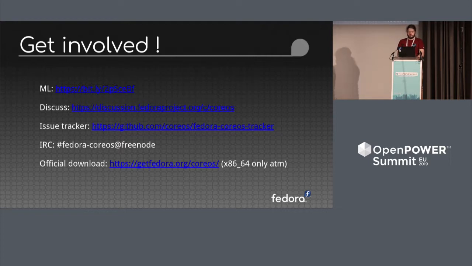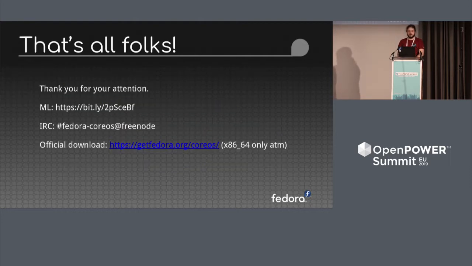And yeah, thank you very much for your attention. Here you can see there's a mailing list upstream. We have Discuss. There's an issue tracker for all the stuff going around Fedora CoreOS. There is an IRC channel on Freenode, and there is the official download location for Fedora CoreOS. Unfortunately, now it's just Intel. And that's really all from my side for today. Thank you very much.